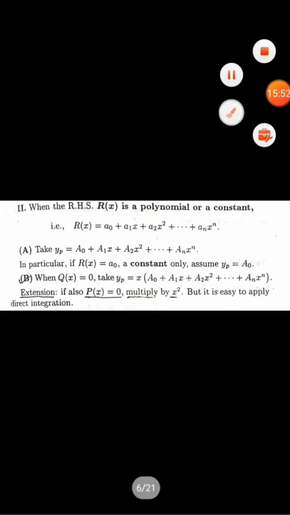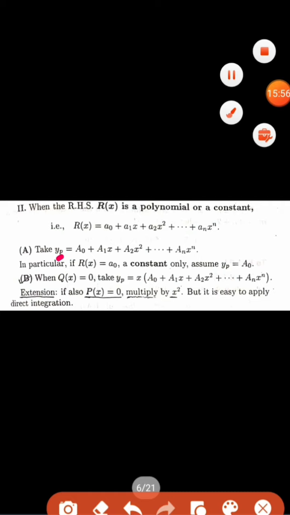So in this case you have to take yp as capital A0 plus A1x plus A2x square plus dot dot An x to the power n. Here in Rx you can see the power of the polynomial is n, so it goes up to x to the power n. If the power of the polynomial is 2, then yp also goes up to 2, that is A0 plus A1x plus A2x square.